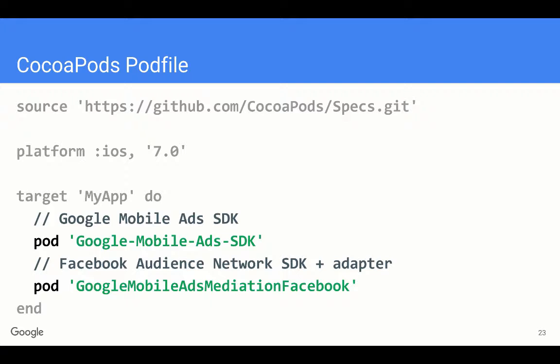For iOS, we host compiled builds on Bintray and use CocoaPods to refer to these downloads. The adapter CocoaPods have dependencies on the appropriate third-party ad network SDK. So on the iOS side, one line of code in your pod file, in this case pod Google Mobile Ads Mediation Facebook, gets you all the code you need to mediate to Facebook.